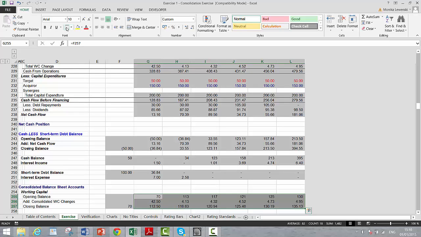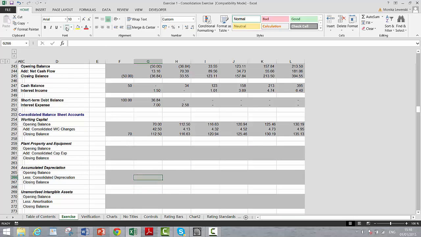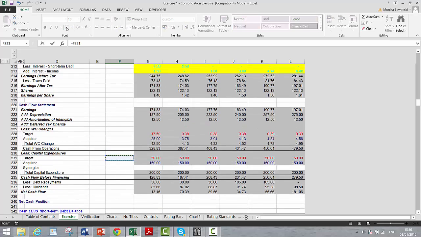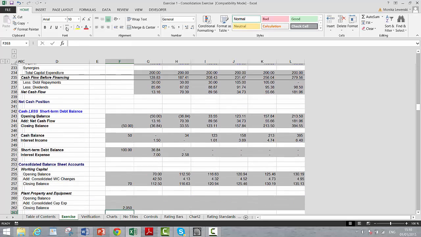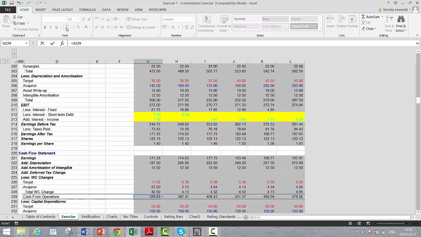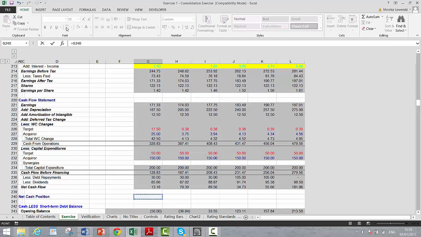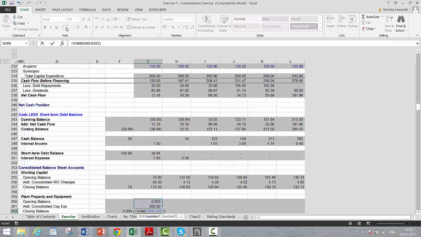Now, do you really want to see the rest of this? I think, okay. Plant, property, and equipment. The balance comes from this number, and then we put this one in, and then we can say, well, let's go up and get our CapEx that we put in for our consolidated company. Alt equals.